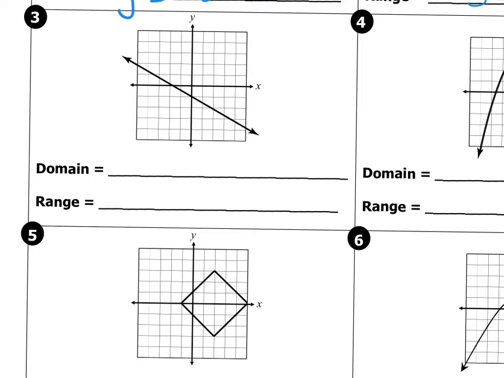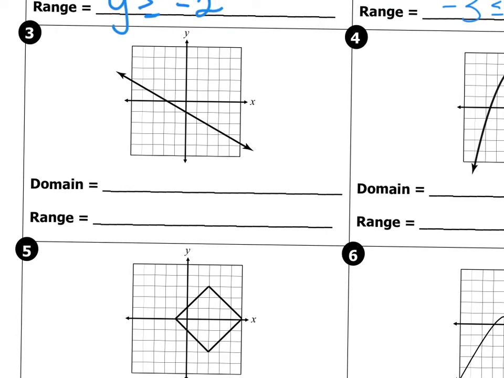Okay, number 3, no walls or ceilings. Our line goes forever to the left, and it goes forever to the right here. So this would be all real numbers. I'm just going to abbreviate. Range also goes forever up and down, so that's also all real numbers.